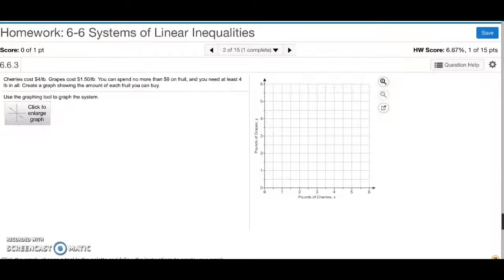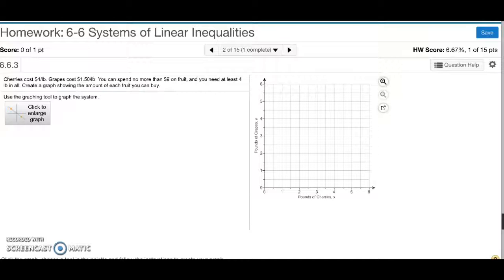Okay, so we are going to be going through number 2. Number 2 is a word problem, and it is telling you that cherries cost $4 a pound and grapes cost $1.50 a pound. You could spend no more than $9 on fruit, but you need at least 4 pounds in all. We got to create a graph showing the amount of each fruit we can buy.